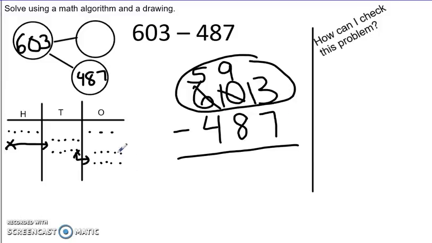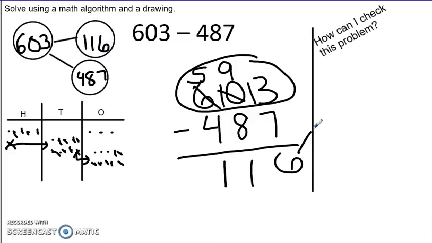Now I can do my subtraction. So I'm going to take away 7, so 13 minus 7 is 6. Now I subtract my tens, 9 minus 8, so I'm going to take away 8, is 1. And then I subtract 5 minus 4, so I'm going to take away 4 of my hundreds, is 1. So my missing part is 116.